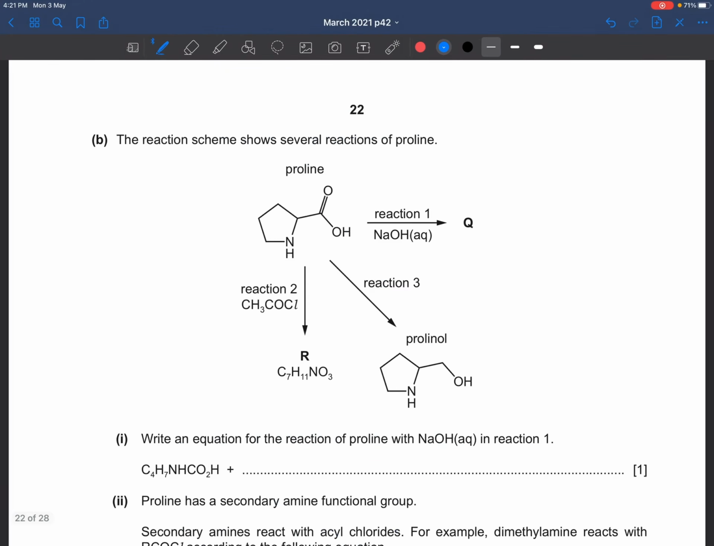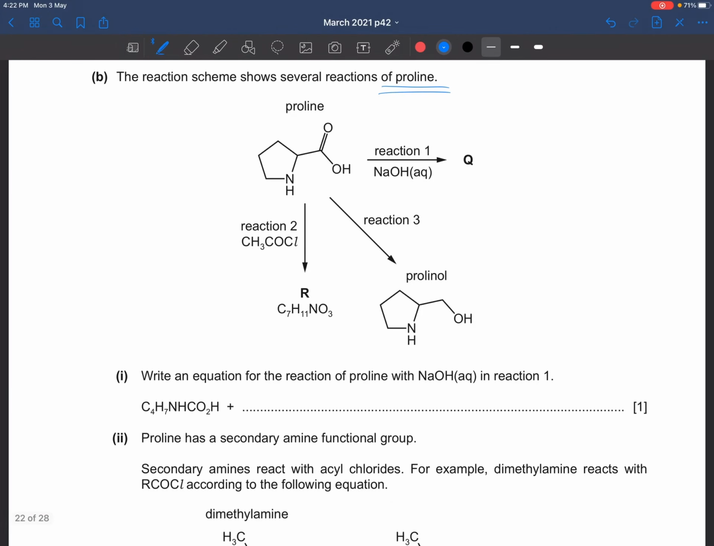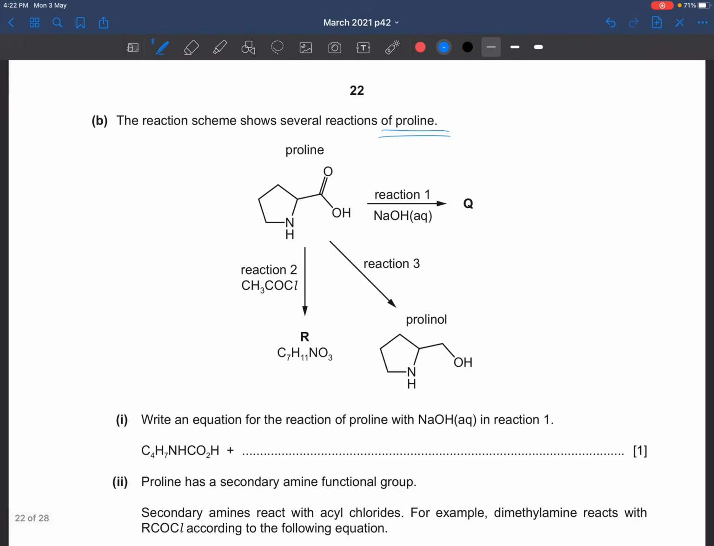Alrighty. Next question is the reaction scheme shows several reactions of proline. Write an equation for the reaction of proline with NaOH in reaction 1. This is proline reacting with NaOH. So when this reacts with NaOH, obviously sodium will displace H. This will produce C4H7NH CO2 Na plus H2O.